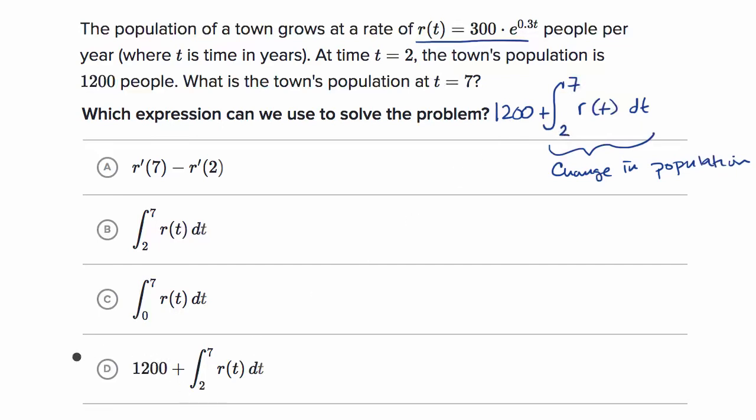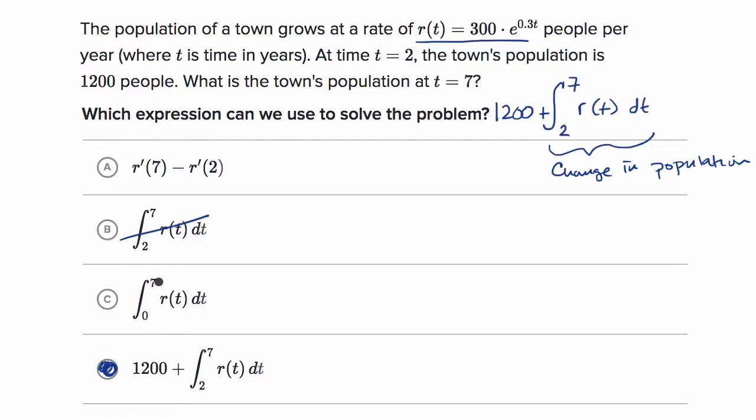So we can see clearly that is choice D right over here. These other choices, we could look at them really quick. Choice B is just the change in population, assuming that this is actually increasing. So this would tell us how much the population increased from t equals 2 to t equals 7. So that's not what we want. We want what the actual population is. This is how much the population increases from time 0 to time 7.